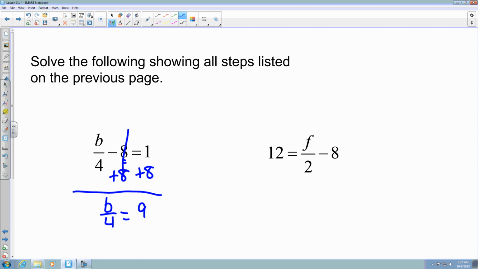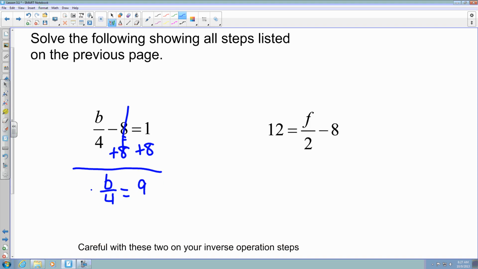Now in order to get our variable by itself on one side of the equal sign, I'm going to have to multiply both sides by 4. So it cancels out this. All I'm left with is the variable b, and 9 times 4 is 36.